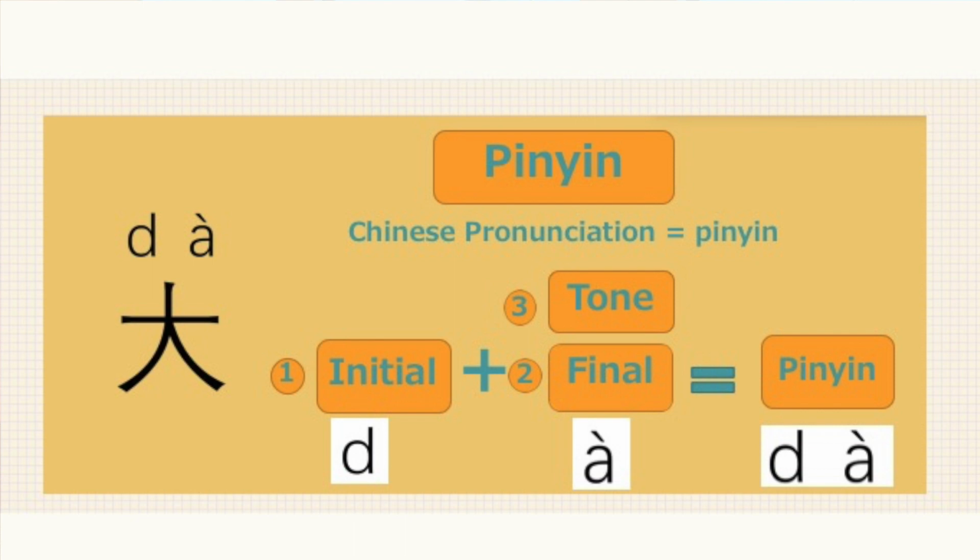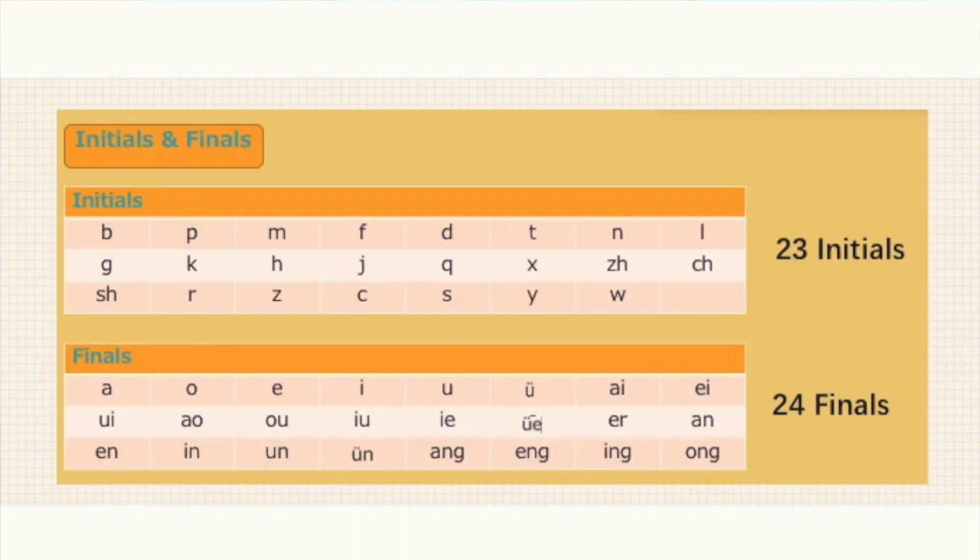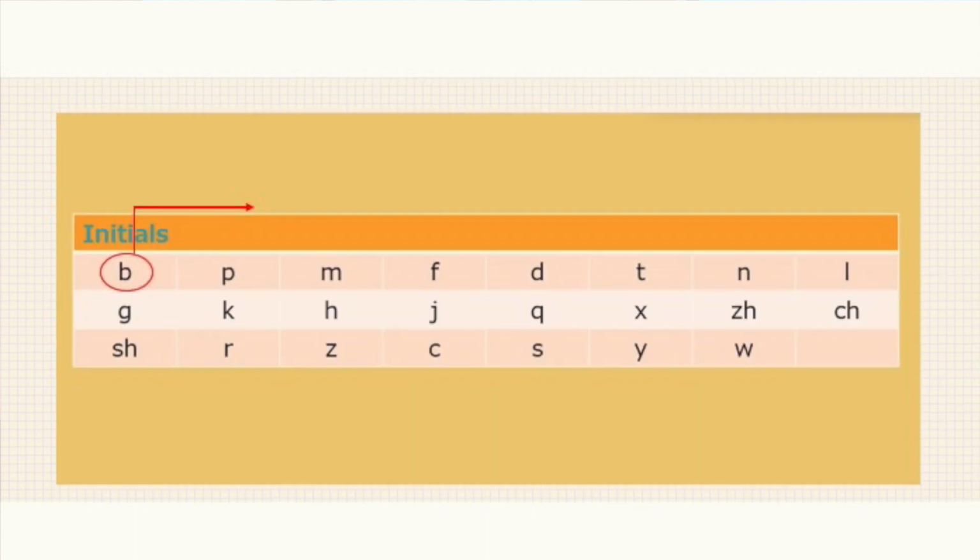So now let us focus on the initials and finals first. In total, there are 23 initials and 24 finals. If you can read those initials and finals accurately, then you can read Mandarin. I will go through them quickly now, so follow me to read. Let us start with the initials. First one here.